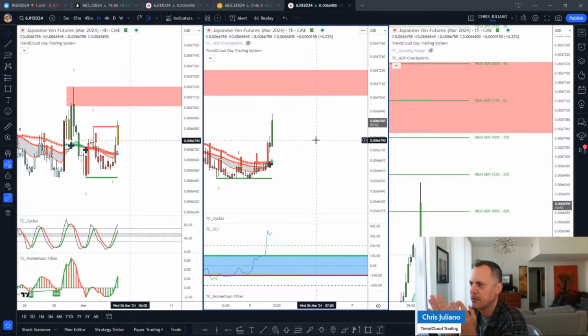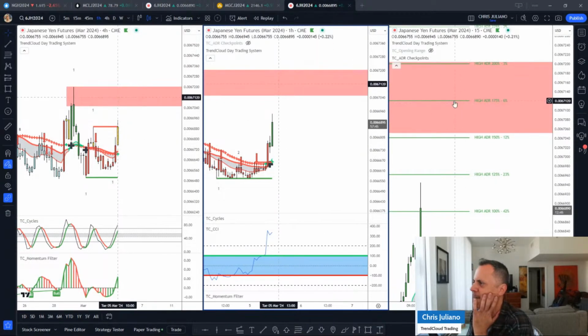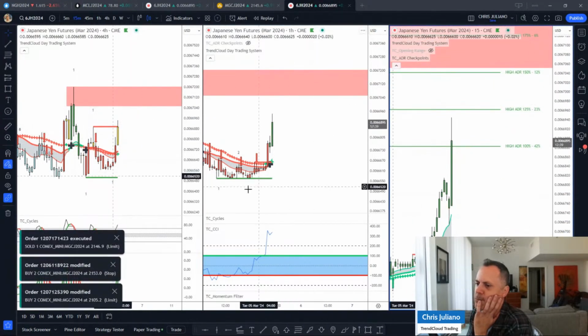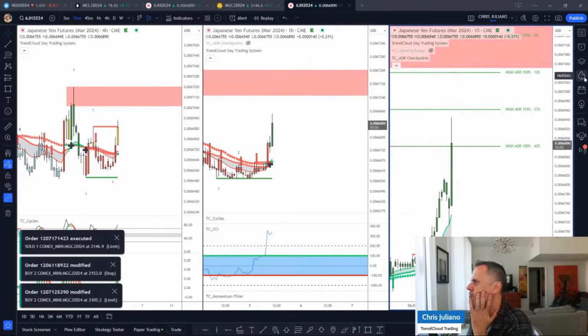But it would be good. I would just make observations on this. You know, how is it reacting to those ADR checkpoints? If it was up here, you might get a massive pullback, right? Oh, look at that. I think we are making a move. Okay.